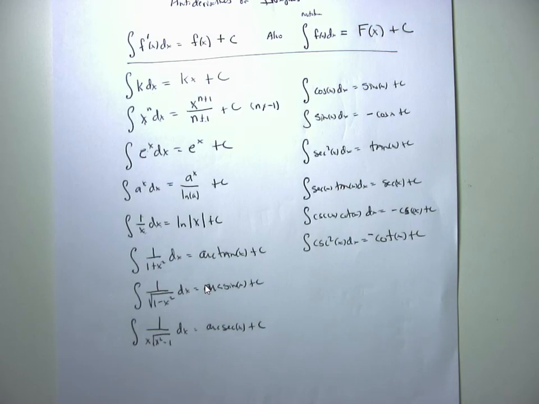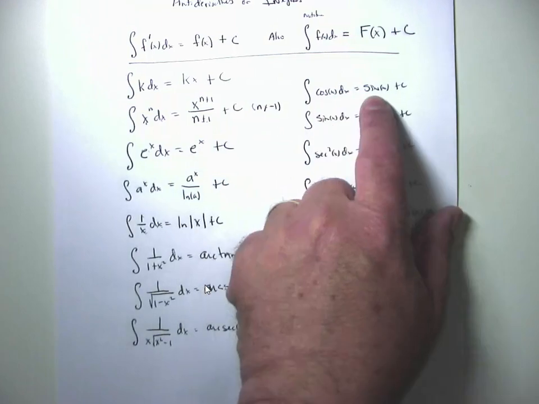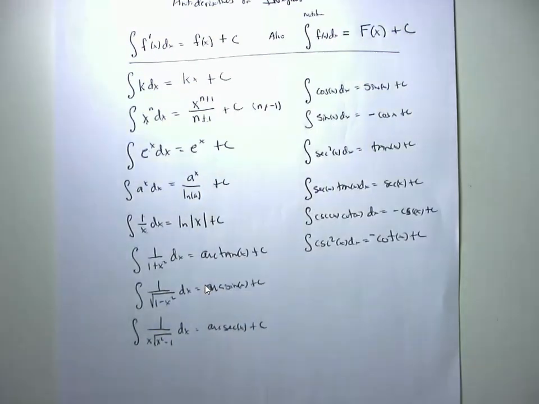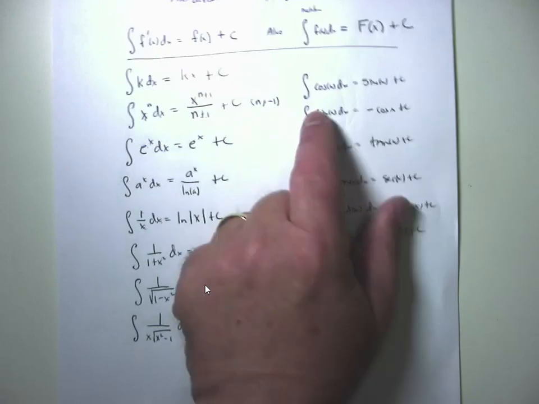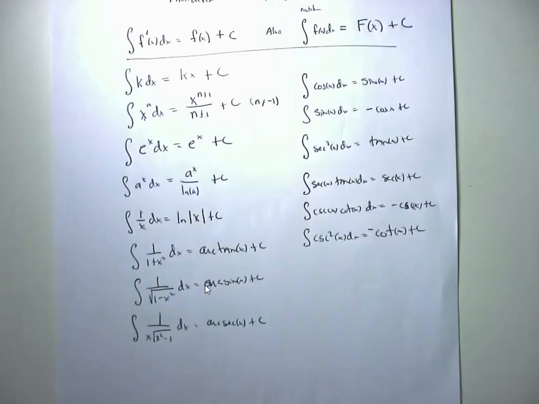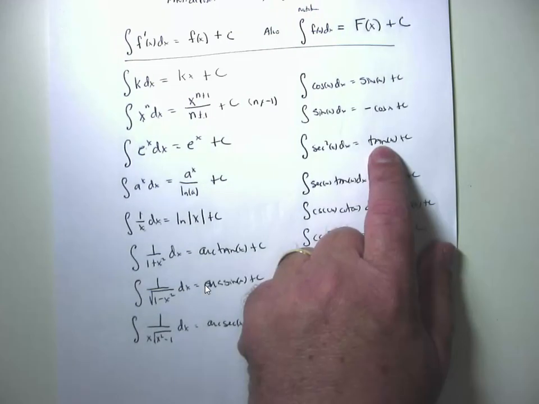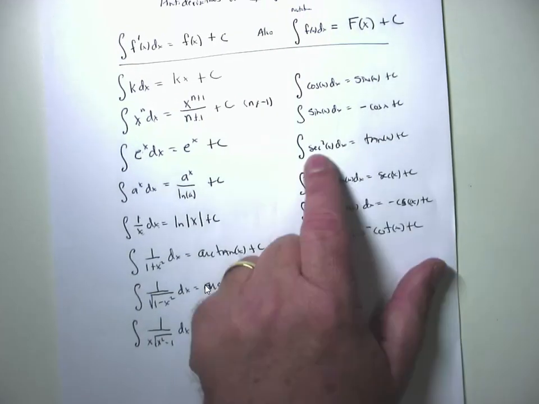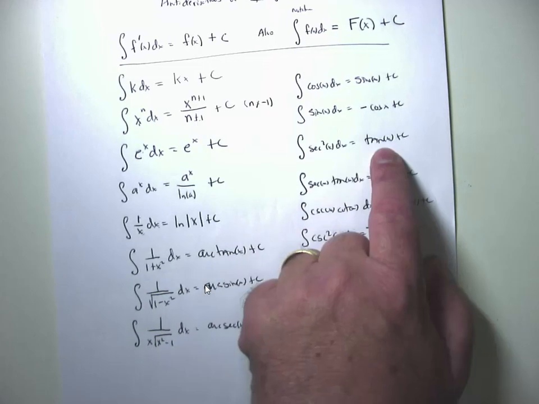Now honestly, in terms of memorizing this stuff, if you look at how I wrote this stuff up, all I did was ask you what the derivative is and wrote it in reverse. The derivative of sine of x is cosine of x. Therefore, the integral of cosine of x dx is sine of x plus c, in reverse. The derivative of cosine of x is negative sine of x. So therefore, the integral of sine of x dx is equal to negative cosine of x plus c. I just moved the negative to the other side. The derivative of tangent of x is secant squared of x. Therefore, the integral of secant squared of x dx is tangent of x plus c.